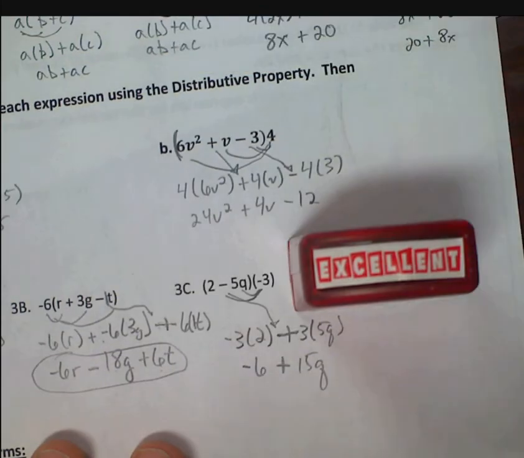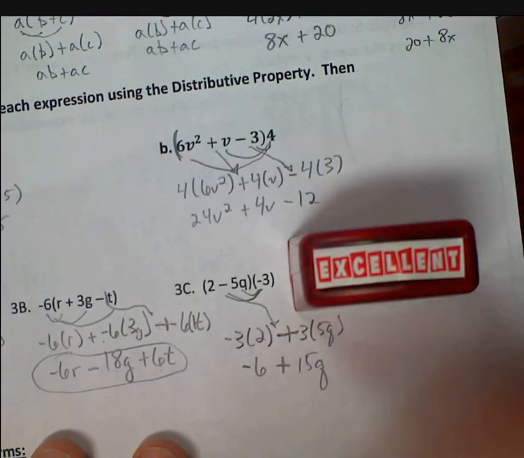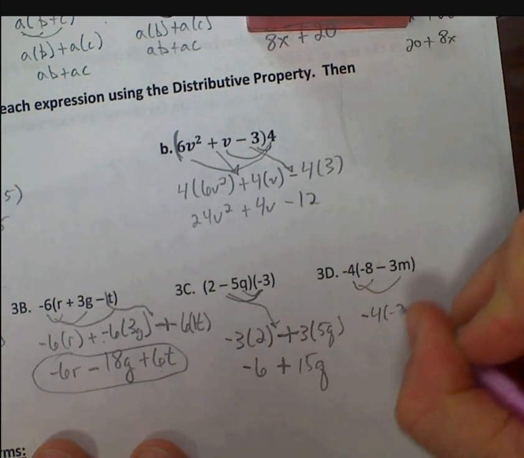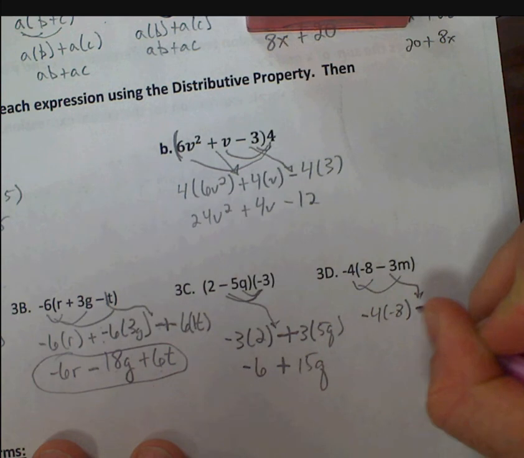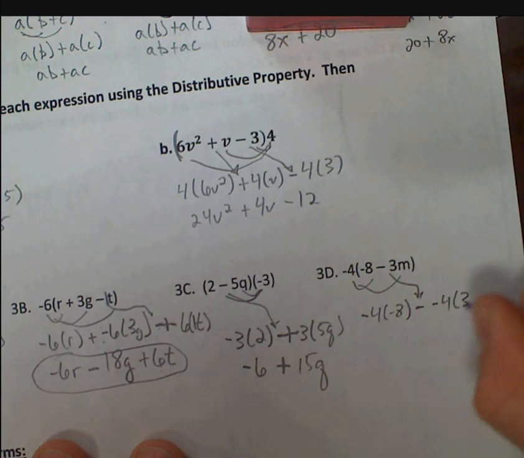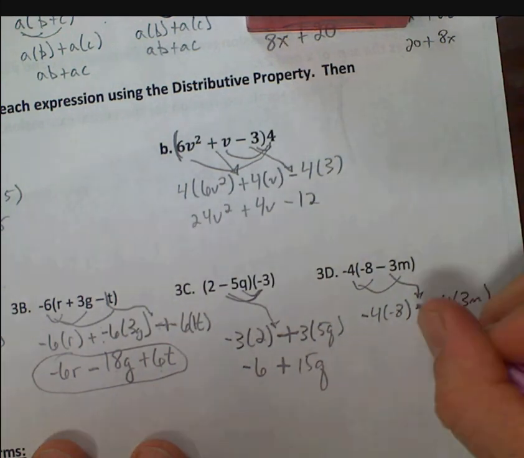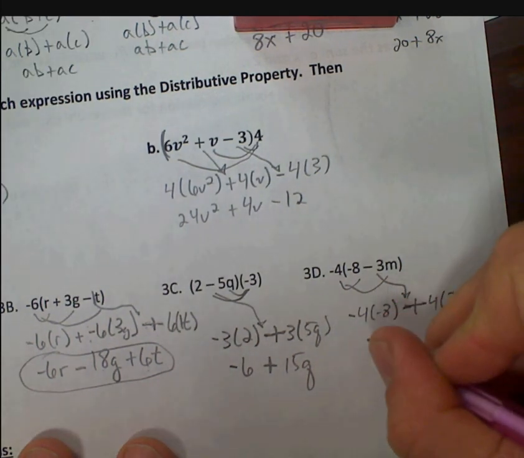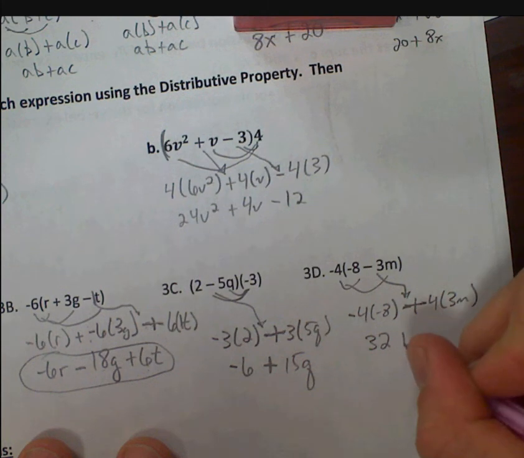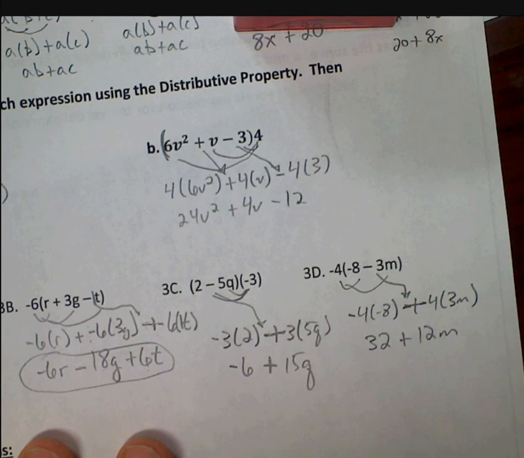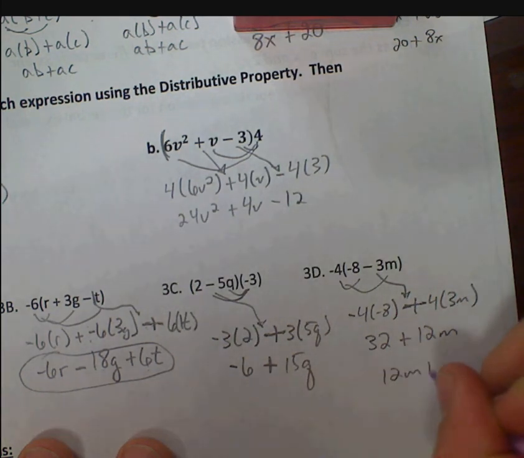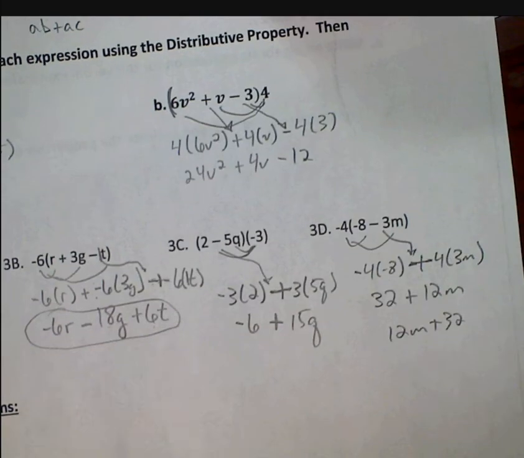Pause the video for 3D and try. 3D, I have -4 times -8 minus -4 times 3m. Minus negative becomes a plus. -4 times -8 is positive 32, plus 4 times 3 is 12m. Just like this 15Q, I could write this in front and say 12m plus 32. It's a little bit more correct, but you don't have to.